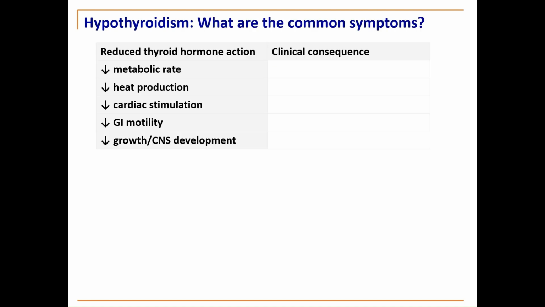So now I want you to think about what some of the common symptoms of hypothyroidism might actually be. So it's basically thinking about how symptoms follow physiology. Again, on the left-hand side of the table, I've shown you what happens if you've got reduced thyroid hormone. Remember, because thyroid hormone regulates metabolic rate and heat and cardiac stimulation and GI and growth and development, we've got a decrease in all of those things.